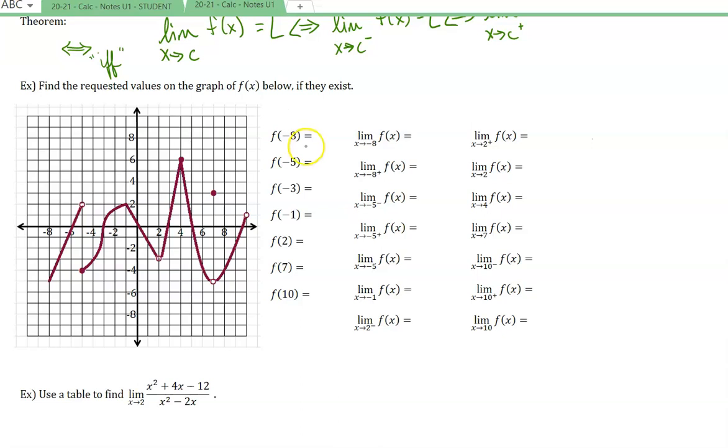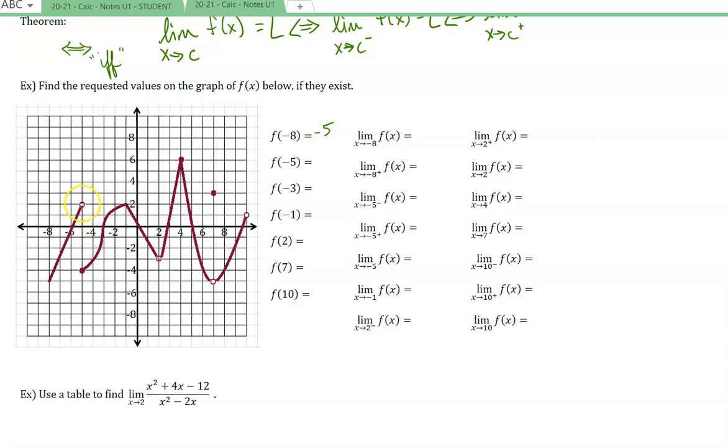Okay. f of negative 8 means, this is not a calculus question, this is just me asking, if I plug negative 8 into my function, what is the output? In other words, I have an ordered pair at negative 8 comma something. And I can get that from the graph. When x equals negative 8, y is equal to negative 5.